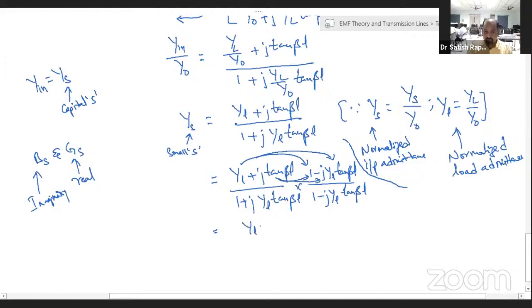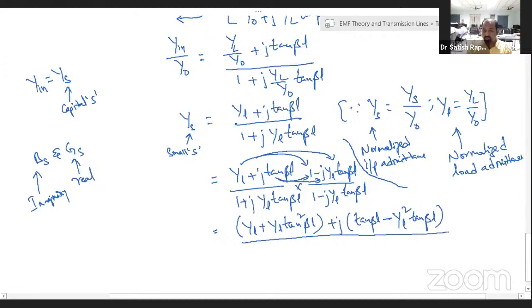So that I am doing here: yL plus yL tan square beta L. This is the real part we will get, plus j (1 minus yL square) tan beta L.